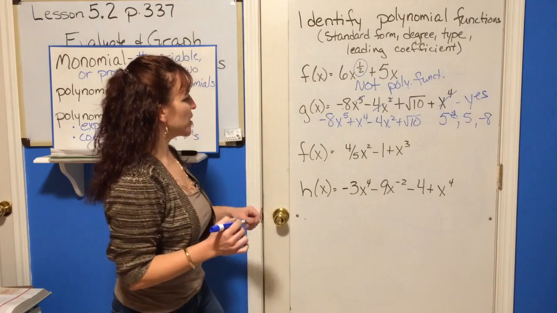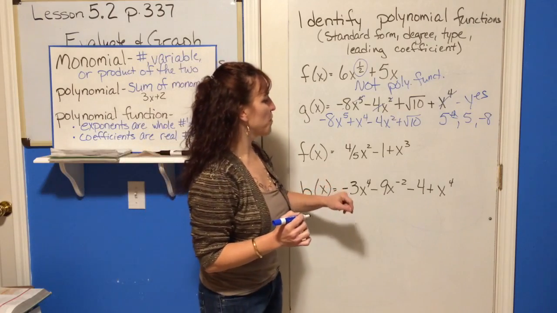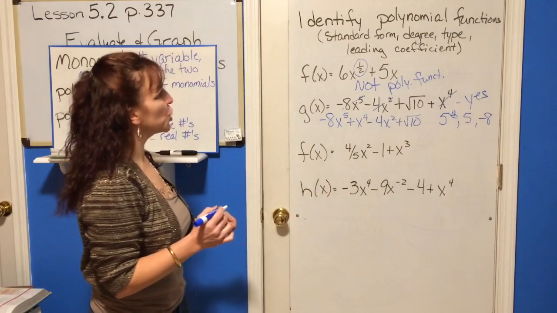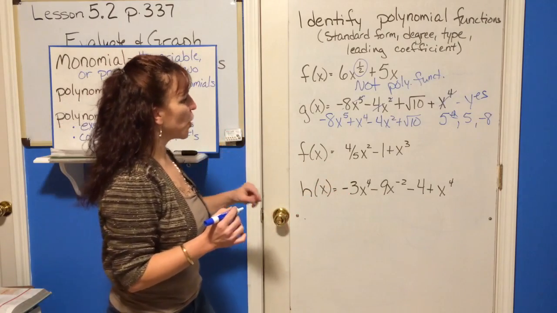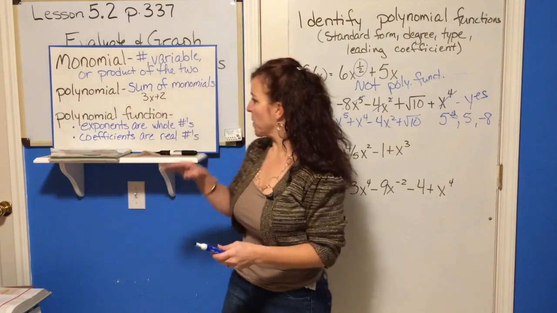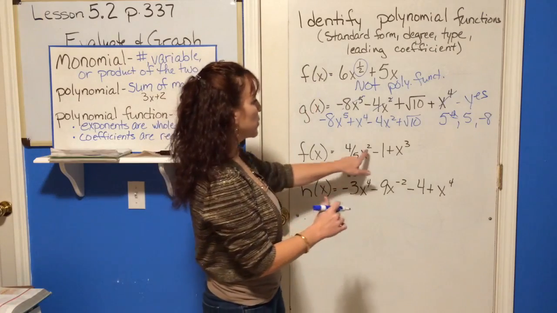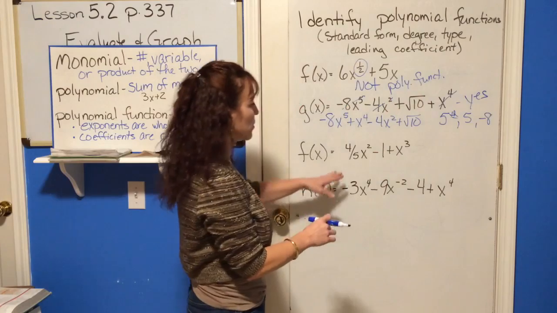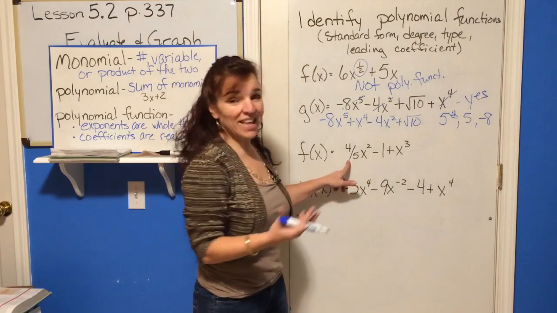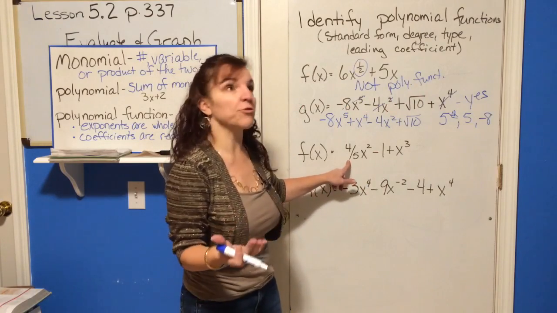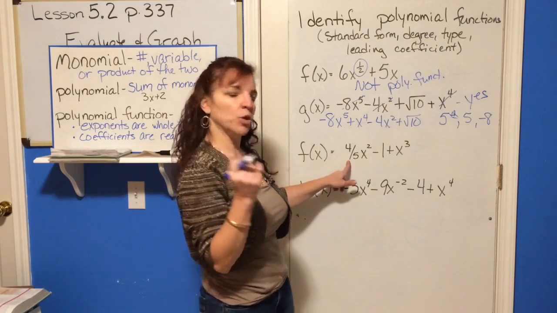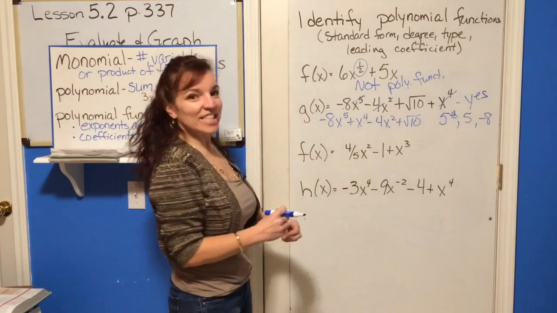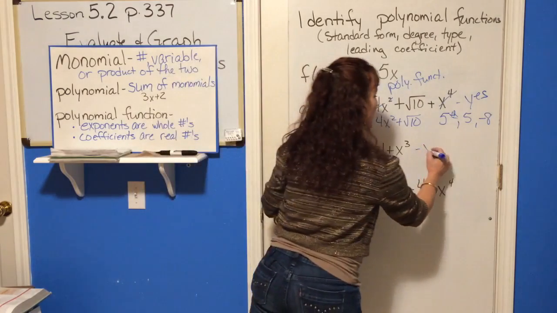All right, the next one, 4/5 x squared minus 1 plus x to the 3rd. Is it a polynomial function? So are my exponents all whole numbers? A 2 and a 3? Yep, we're good to go there. Are the coefficients all real numbers? I got a 4/5 here, but that is a real number. So even though we don't like fractions, I like them, but maybe you don't. All right, it is still a polynomial function. So this is a yes.